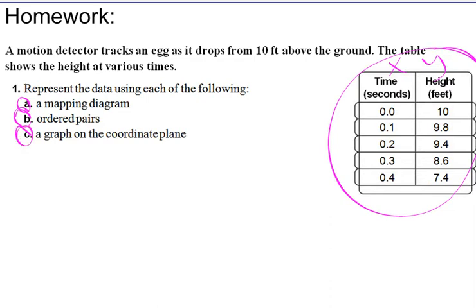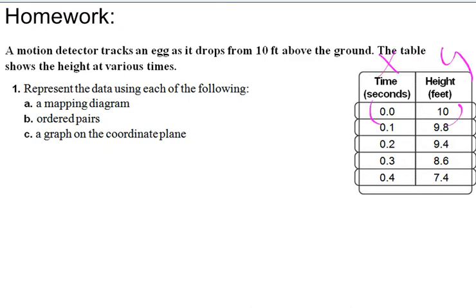So, the mapping diagram, what are you going to do? Well, you're just going to map. 0 goes to 10, that goes to that. As long as they're all individual numbers and none of these are repeated, it's just going to be a straight copy for your mapping diagram. Your ordered pairs, well, these are your X and those are your Y. So your first ordered pair would be 0.0 and 10. Okay, and then so on and so forth.